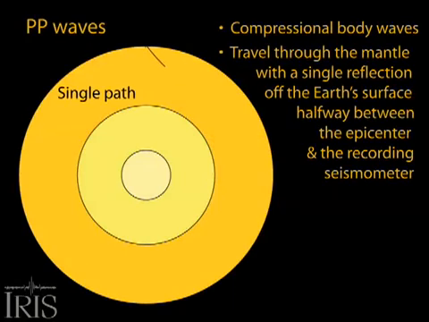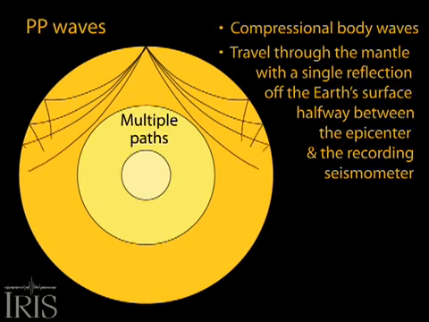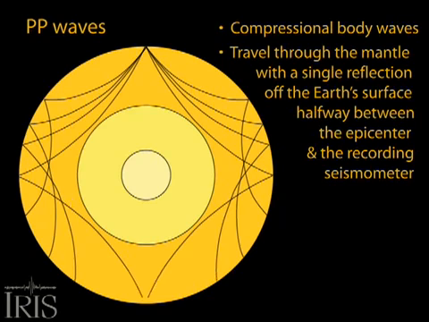The first variation of the P-wave we address is the PP wave that travels only through the mantle, but the PP wave is bounced once off the Earth's surface between the epicenter and the recording seismometer. PP waves can be seen at recording seismometers any distance from the epicenter. Again, it is a simple P wave that is reflected off the surface of the Earth at the angle that it arrived.